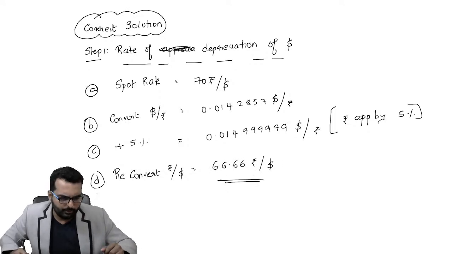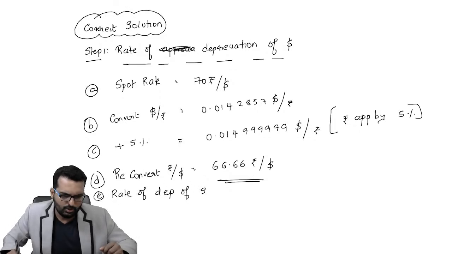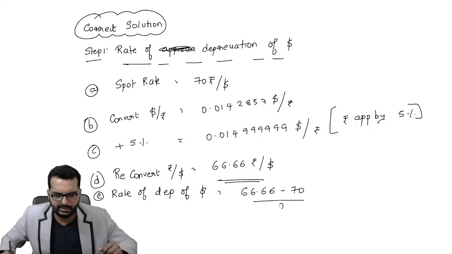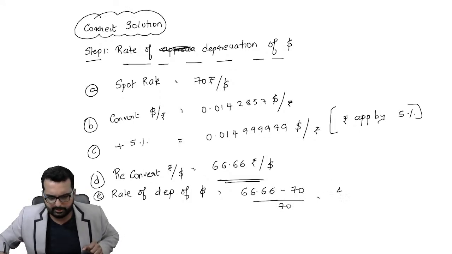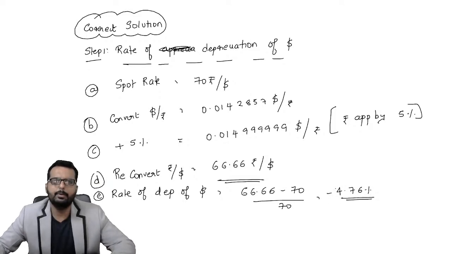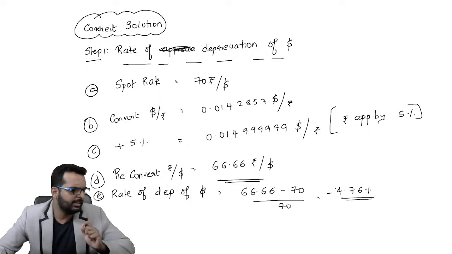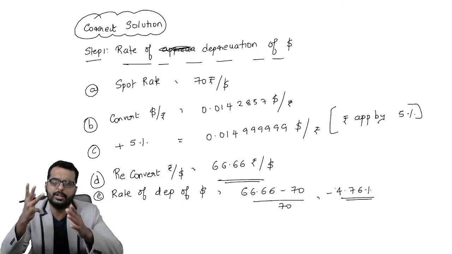So if I want to know the rate of depreciation of dollar, the formula would be 66 minus 70 divided by 70. It actually turns out to be 4.76 percentage will be the depreciation of dollar if rupee is appreciating by 5 percentage. This is the one mistake that has been done in the RTP. Katiravan, I think I elaborated that $106 is $3 of coupon and $103 of redemption value.